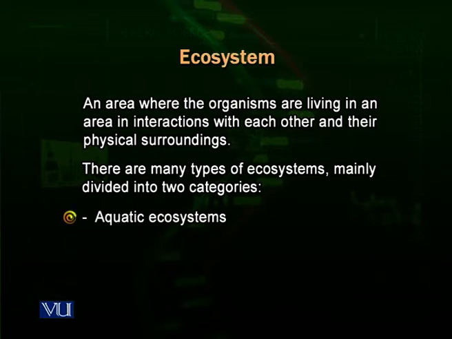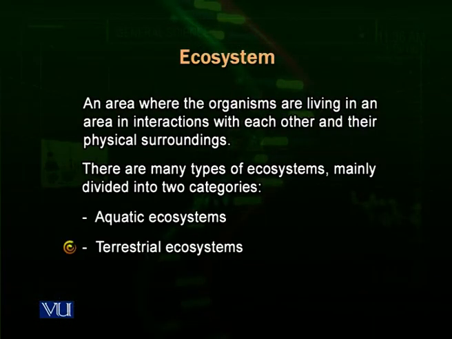Aquatic ecosystems are those which are present in the waters, in the oceans, in the seas, and sometimes lakes, small lakes, very large lakes, ponds. Because we know that a very major part of the world consists of water. So, water supports different kinds of life. Then come the terrestrial ecosystems. Terrestrial ecosystems are the ecosystems present on land.